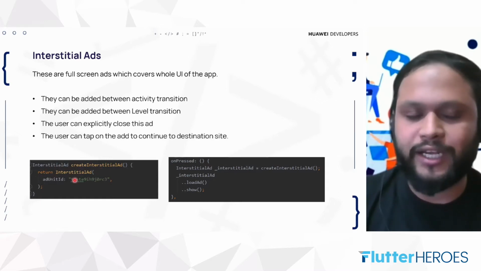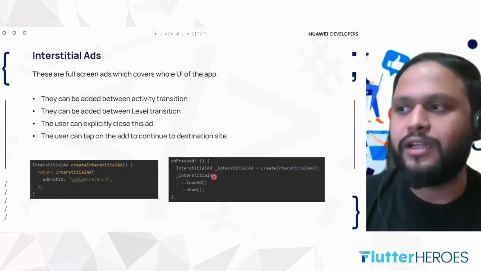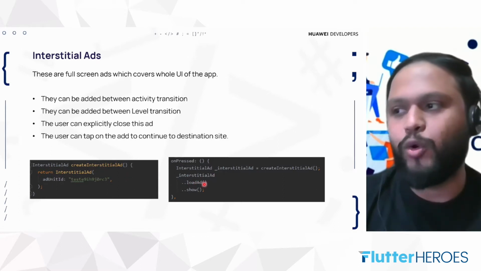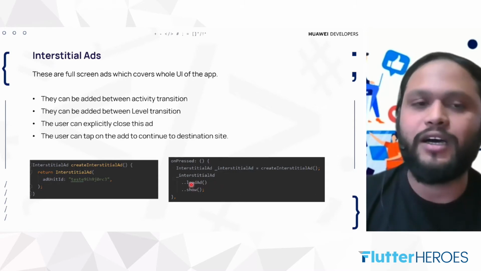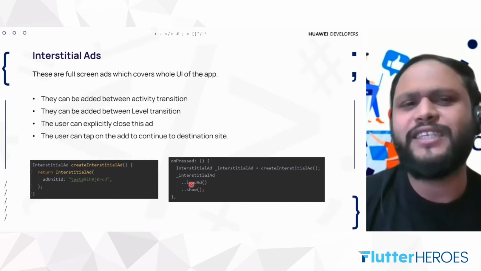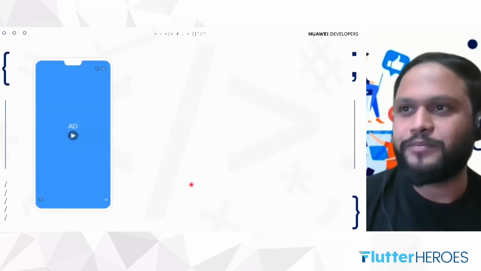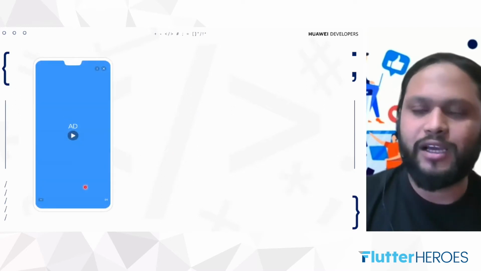Adding a specific test ID. That's it. Your ad is done. And the same two methods, load ad and show, are there which you have to call. Once these two are done, your ads will be visible on screen. Let us see how these ads will look. Something like this will be there on the screen.